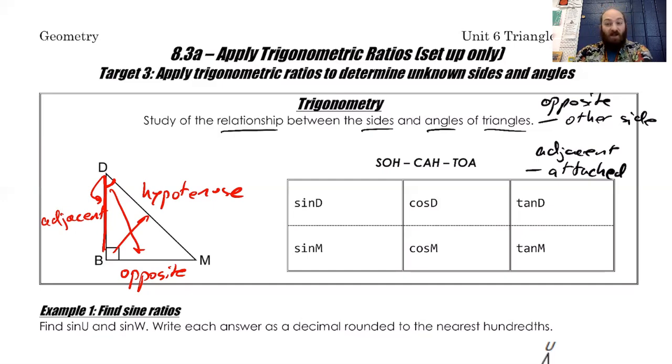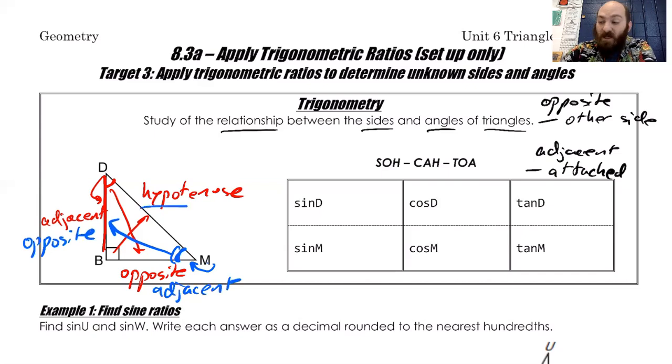Now if I change my reference, if I look at angle M here, when I go across to the other side, this is now my opposite side. You notice how it's not the adjacent side anymore. Whereas this side right here is adjacent, because this is the one that's attached to M. The hypotenuse is still the hypotenuse. I do not change that name. It always stays like that.